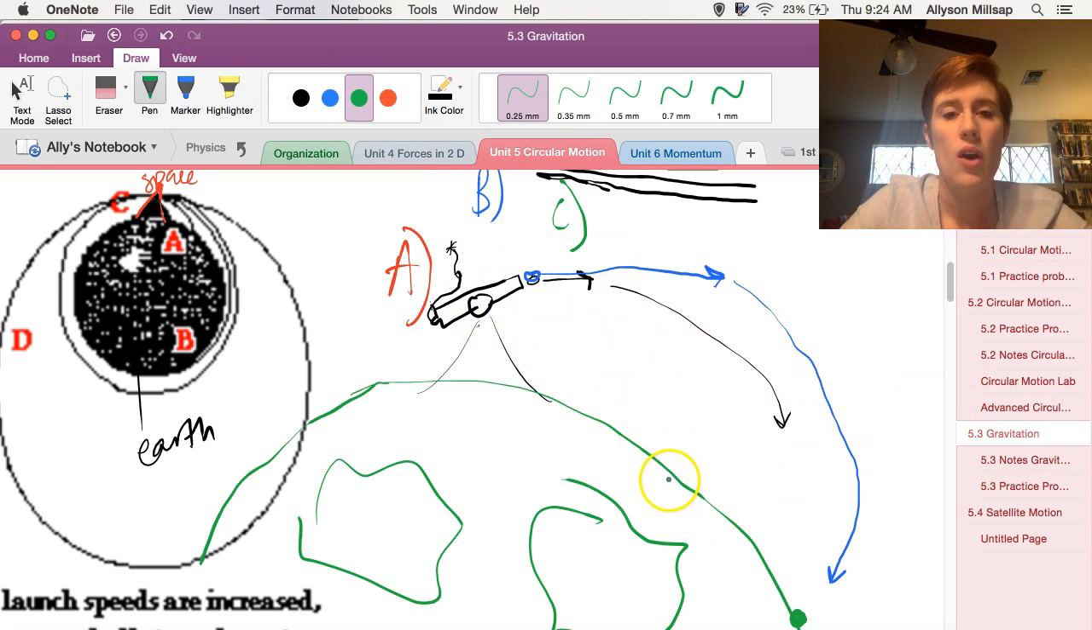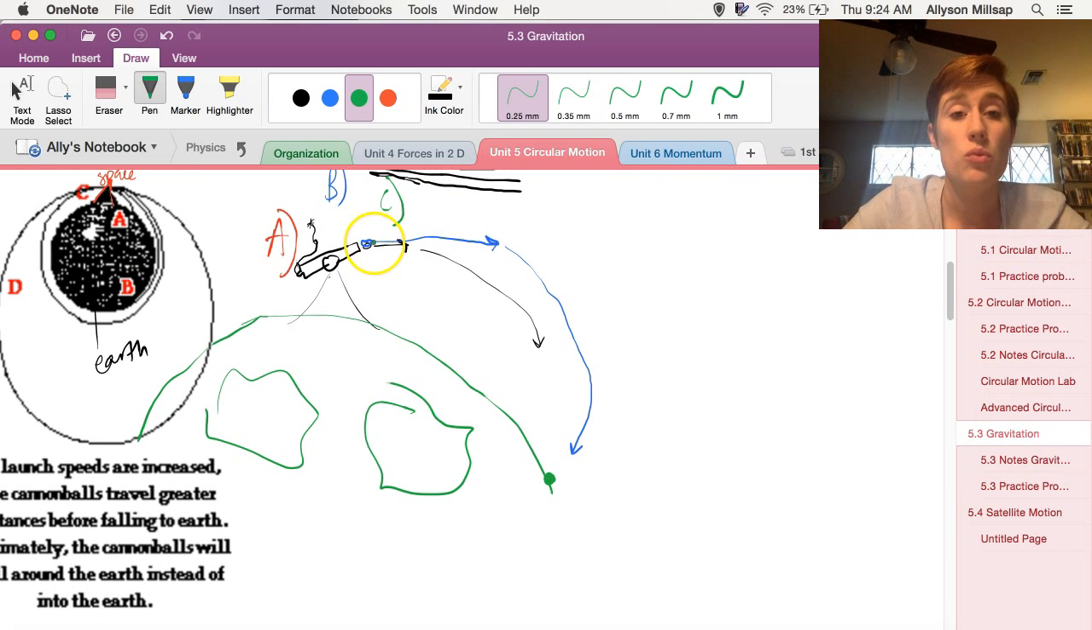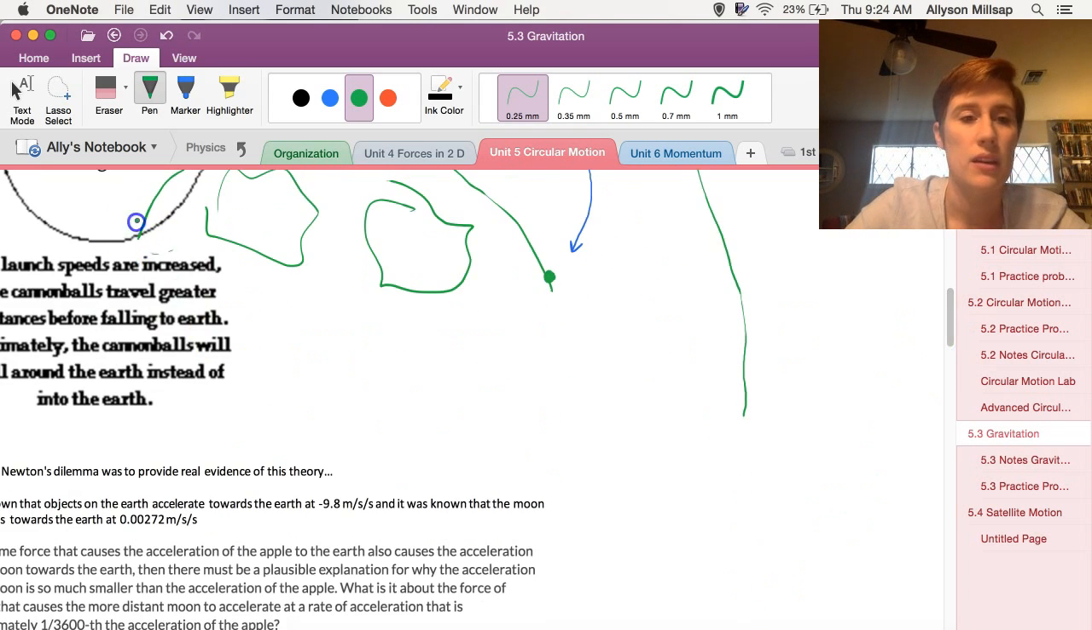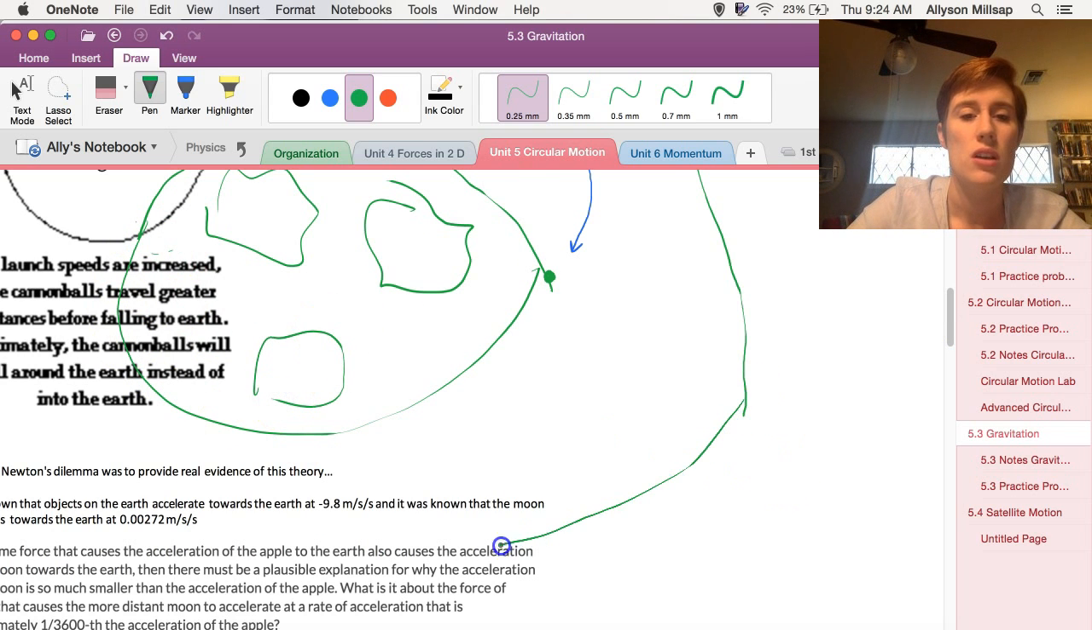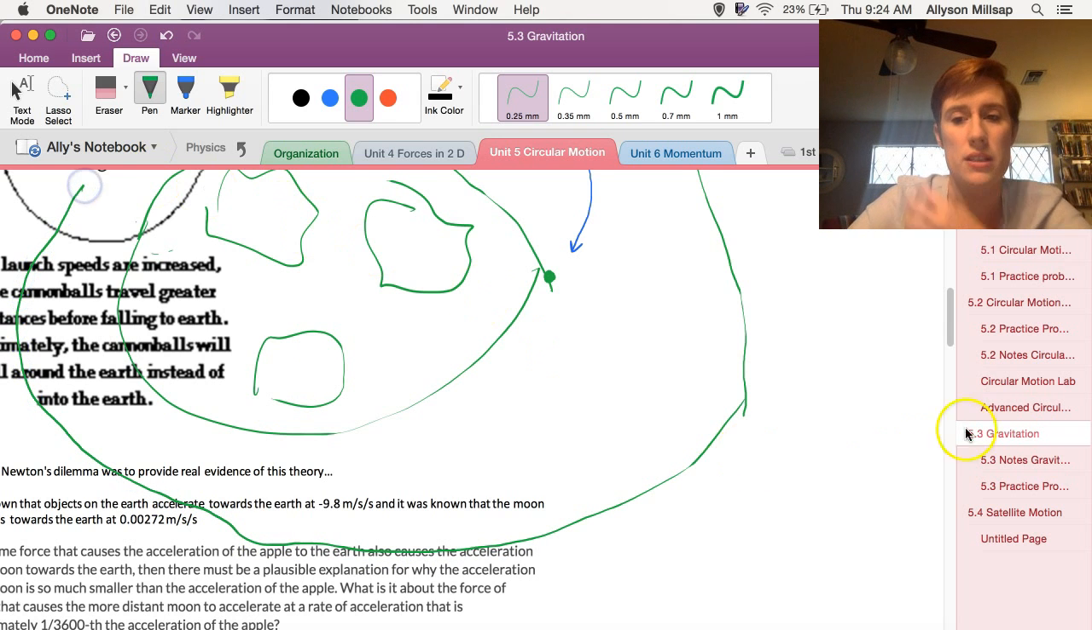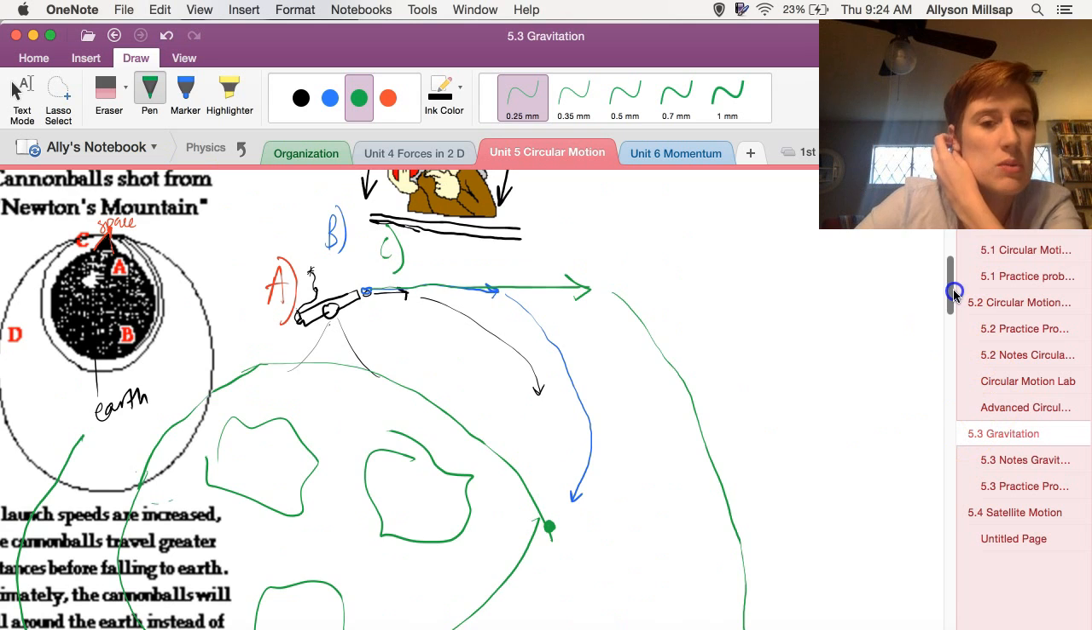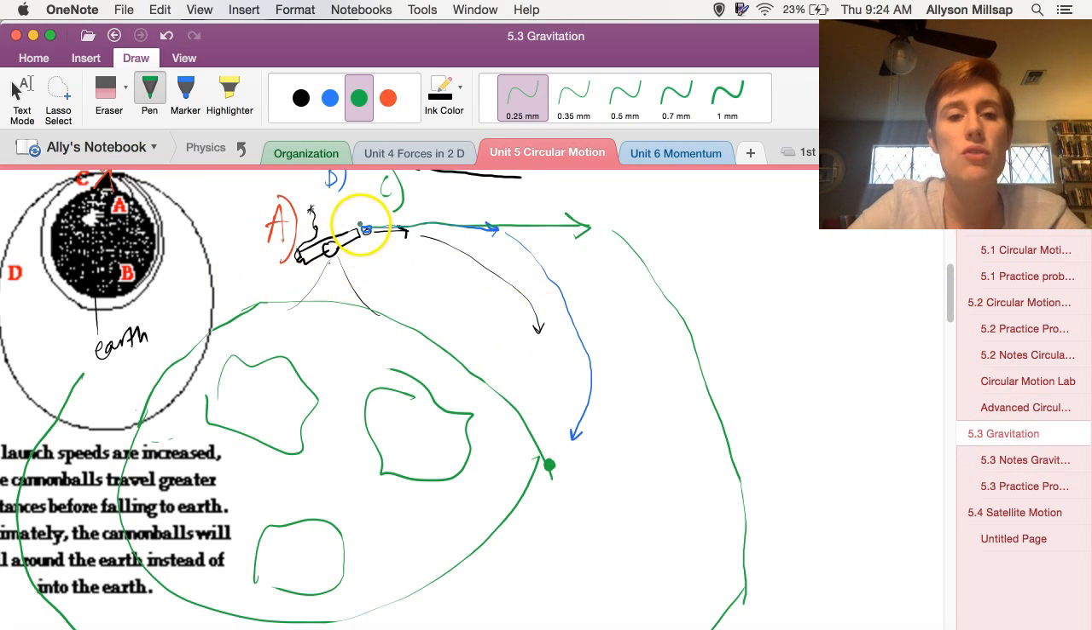He says, okay, well, what if I shoot it with a really, really high speed? Then it takes a long time to fall. And then as it's falling, guess what ends up happening? Here's our world. It falls, and it keeps falling, and it keeps falling, and it's in orbit. So that's what he was talking about. He said, okay, eventually, if you shoot an object with a great enough speed, at the very tippy top of the Earth, you can put it into orbit.